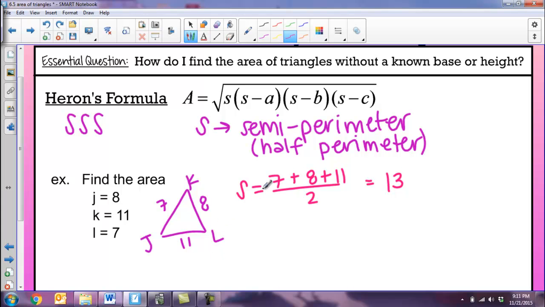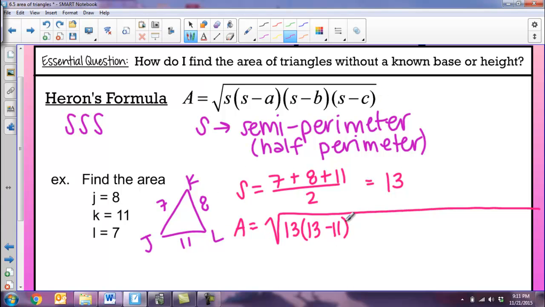At this point, now I can just plug everything into the formula. So the area of this triangle is going to be equivalent to the square root of all this business. So I'm going to take my semi-perimeter, and then 13. All of these letters are interchangeable. We just need to make sure we use each side once. So if we take 11, I've used 11 now. 13 minus, I've used 7. And then 13 minus 8. Okay, so be really, really careful when you plug this into your calculator.